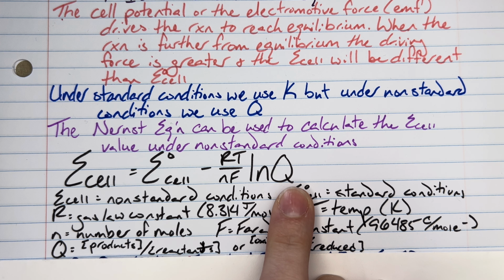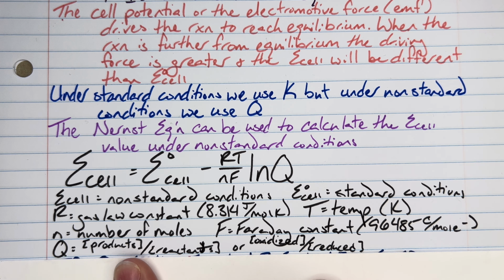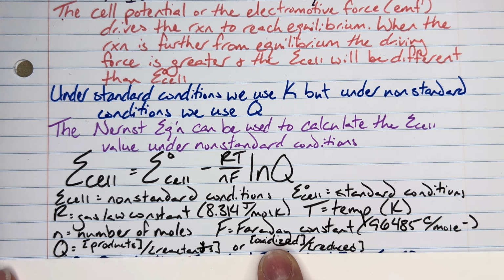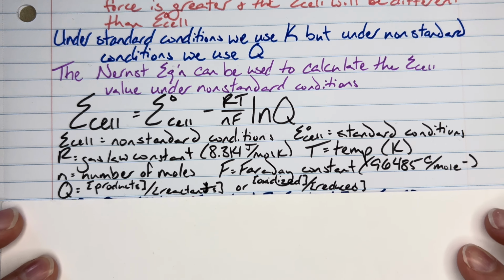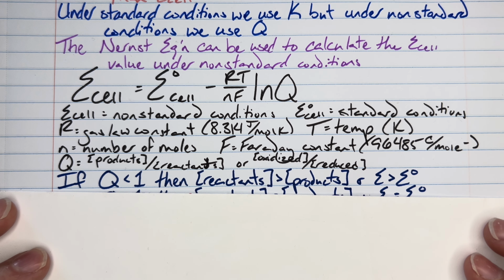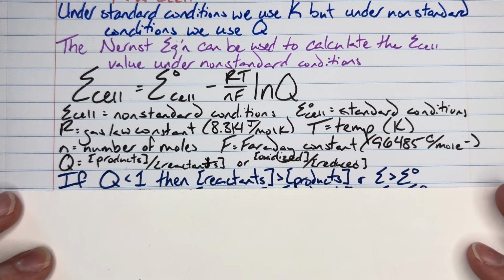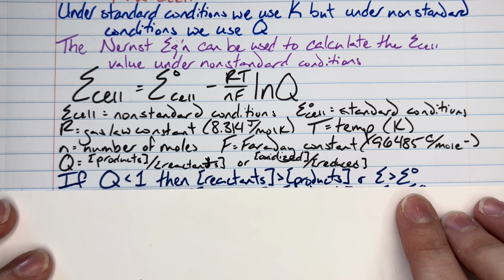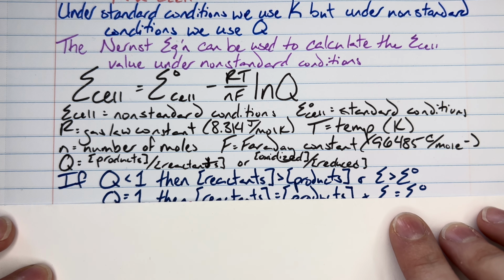And as a reminder, our Q value is unitless, but it is the concentration of the products divided by the concentration of the reactants, or you can think of this as the concentration of the oxidized substance divided by the concentration of the reduced substance. If Q is less than 1, then that means that the reactants are greater than the products, and so the non-standard cell potential will be greater than the cell potential at standard conditions.